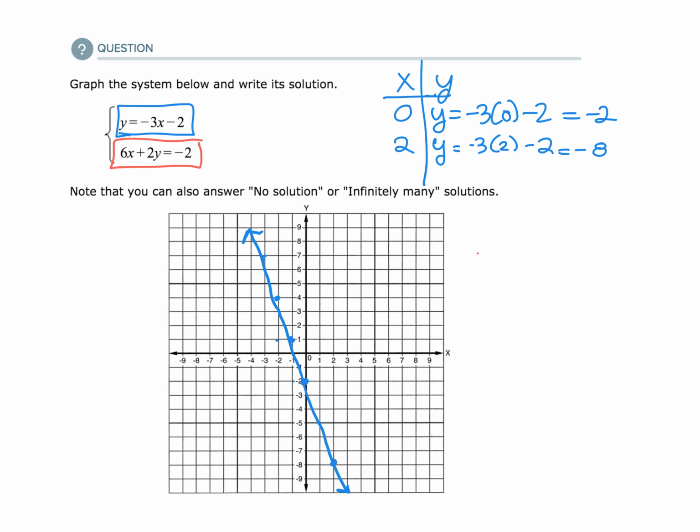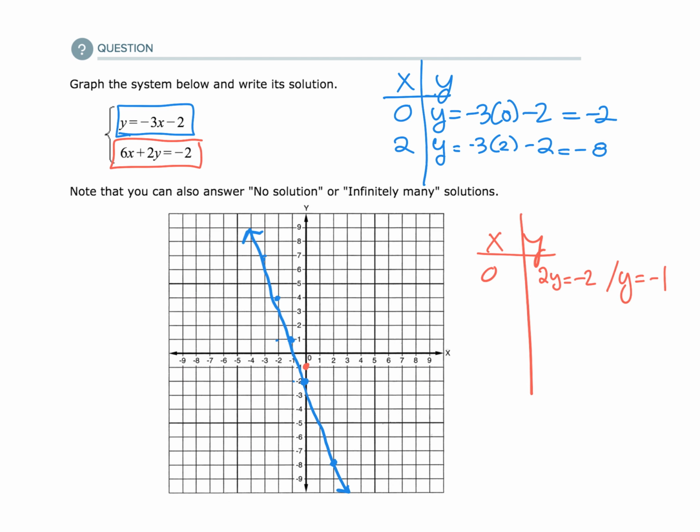So for my red, here's x, here's y. Let's choose x equals 0. When x equals 0, I get 2y equals negative 2. So solving for y, dividing both sides by 2, y equals negative 1. So when x equals 0, y equals negative 1. So put a point right there.